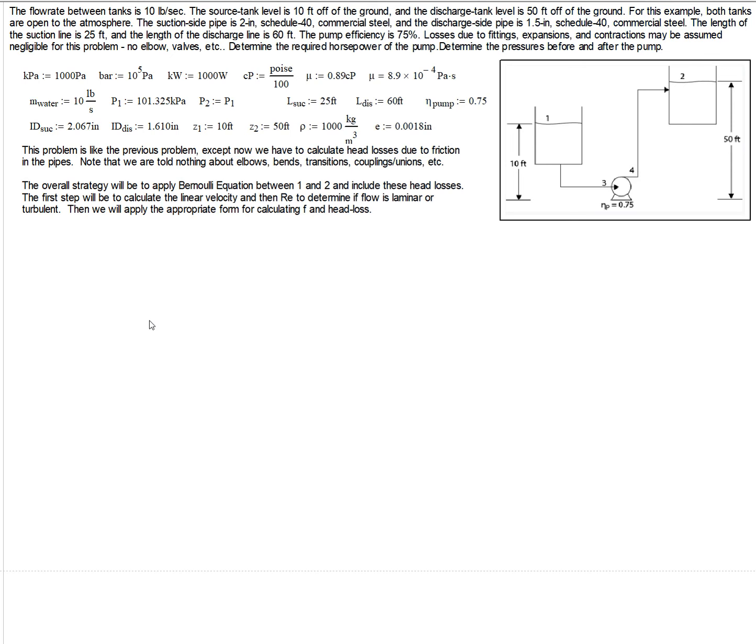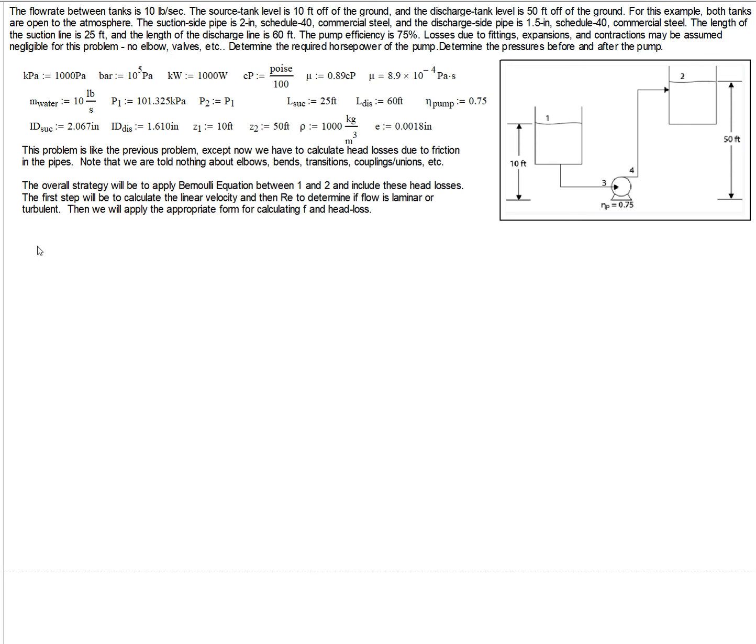Now, this is similar to the problem that we worked a little bit earlier, but we have to include some frictional losses. Notice we're told that we don't have to include any frictional losses for fittings, expansions, and contractions. So elbows, contractions, expansions, we don't have to include those frictional losses, but we do have to include the frictional losses that are just due to flow through a pipe. So that is the difference between the previous problem that we worked.